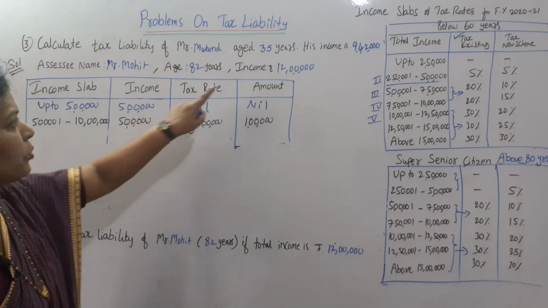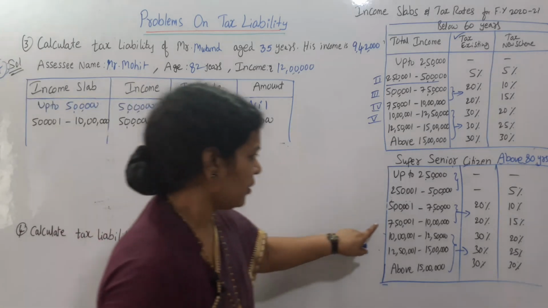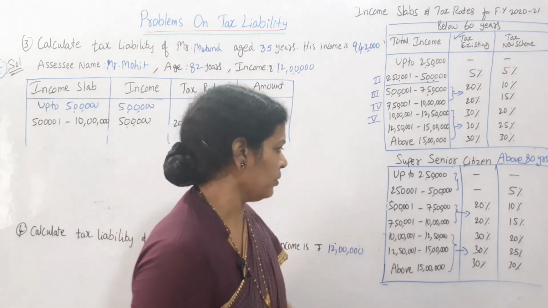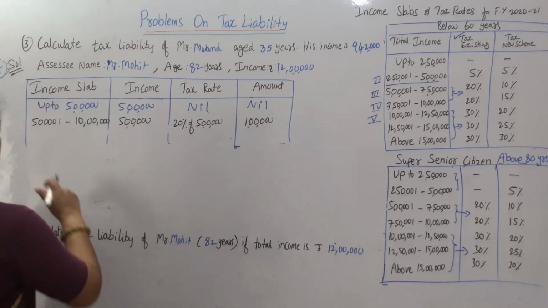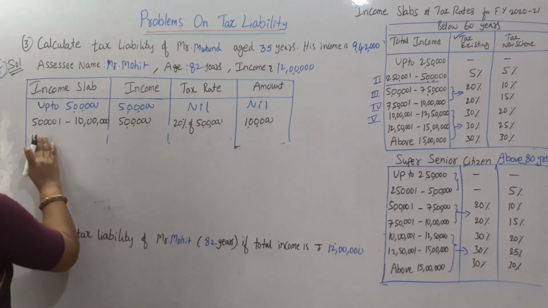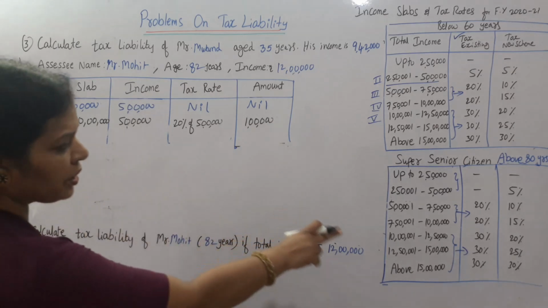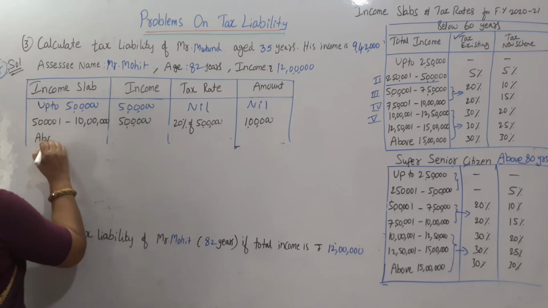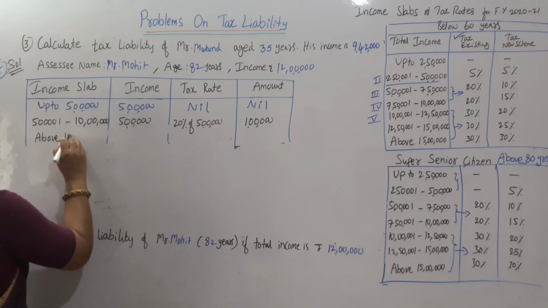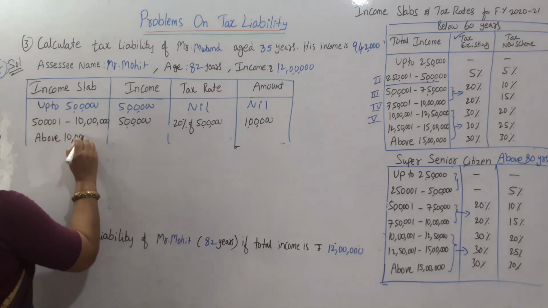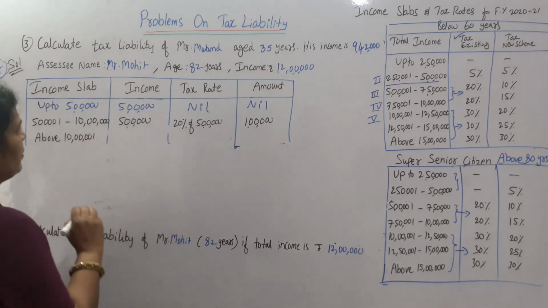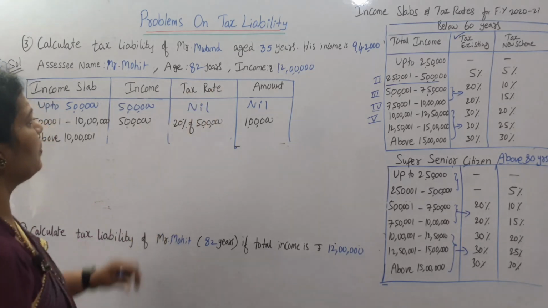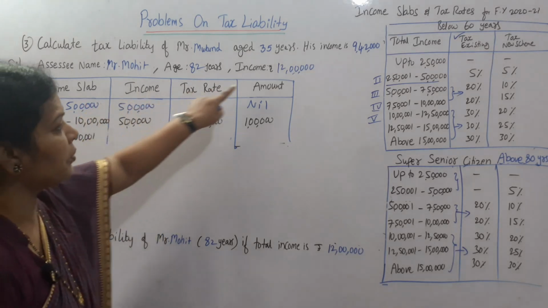Now 10 lakh is over. Now leftover is 2 lakh. 2 lakh comes in this slab. So 10 lakh 1 rupee to anything above, above 10 lakh you can say, is 30%. So you can say directly above 10 lakh, it is 30%. Right now we have 10 lakh already covered out of 12 lakh.